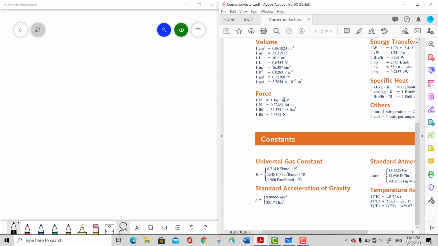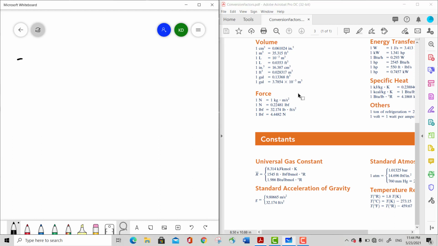As long as your mass is in kilograms and your acceleration is in meters per second squared, you're going to be good. It's going to just equal whatever it is in newtons. So let's do one of those just so that we can get re-familiar with the formula, and then move to one that's a little bit more difficult.